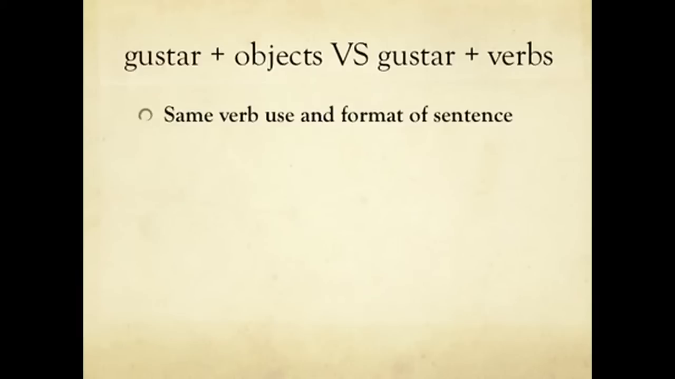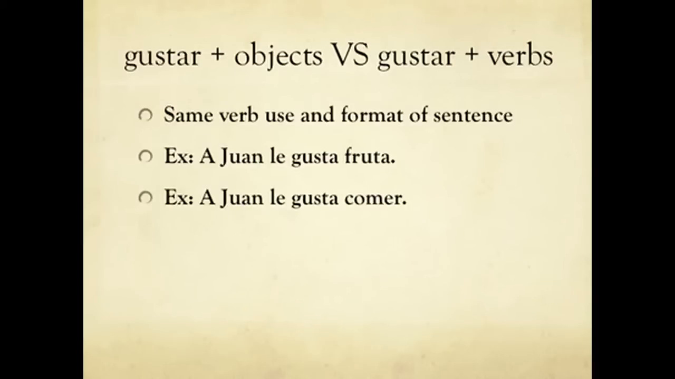So it's the same verb use and format of the sentence. The basic difference would be what's included, what is liked, objects or actions. Por ejemplo, a Juan le gusta fruta. Fruit is pleasing to Juan. Or Juan, he likes fruit. A Juan le gusta comer.